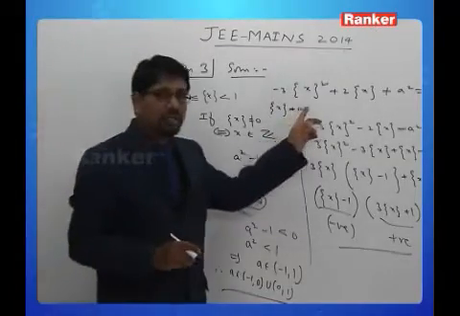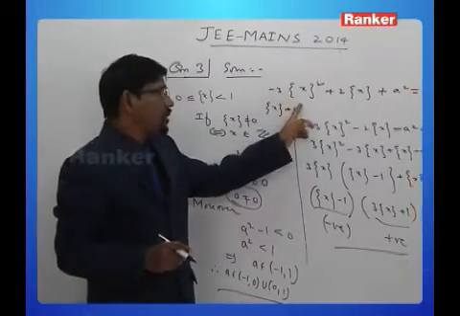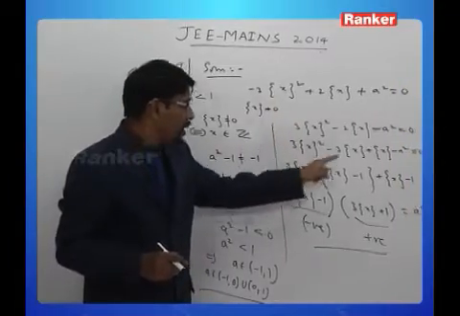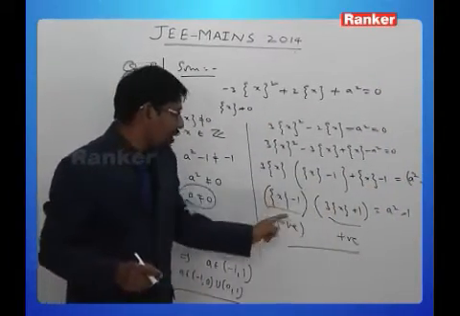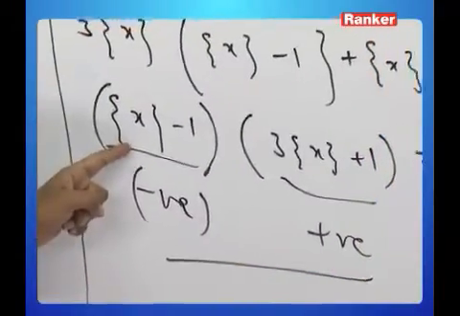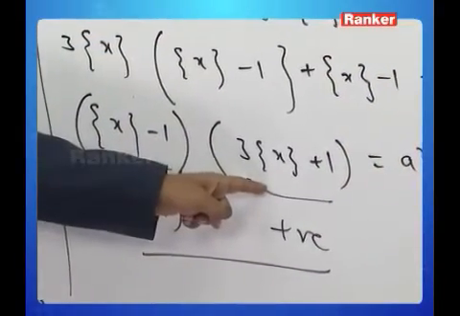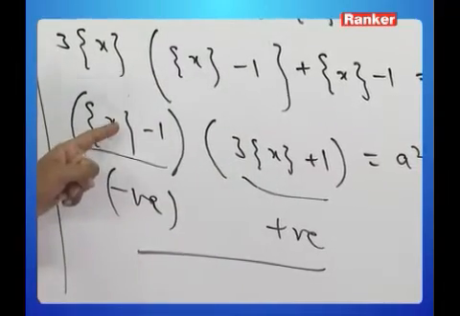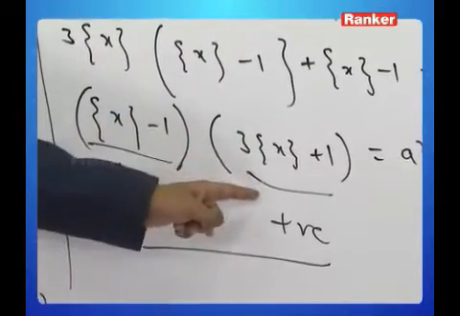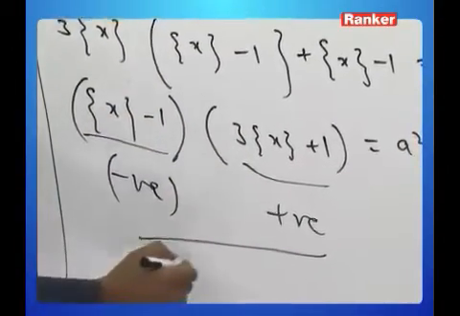So let's have a look at this again. I rewrote this equation and introduced a 1 on both sides so that this can be factorized. Now we have fraction part of x minus 1 plus 3 into fraction part of x plus 1 is equal to a square minus 1. We observe that this is a negative quantity and this is a positive quantity. The product is a negative quantity.